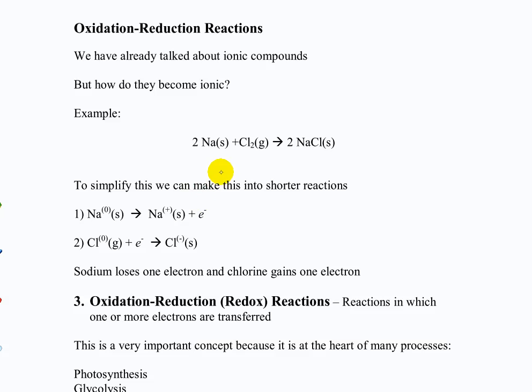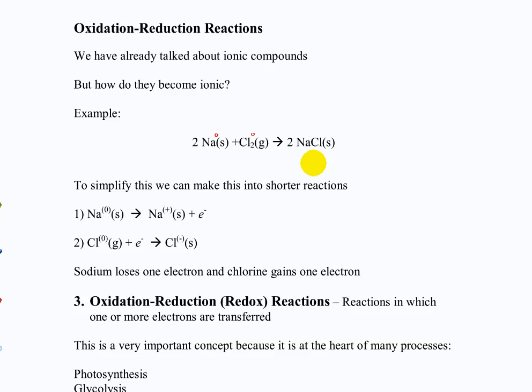So here's the example. Look at what happens in this reaction. Elemental sodium and elemental chlorine become sodium chloride. Remember when we talked about charges, an elemental compound always has a charge of zero. So sodium by itself has a charge of zero. Chlorine, Cl2, also has a charge of zero because there's only chlorine present. Anytime there's only one type of element in something, the charges are zero. So you go with sodium zero and chlorine zero, and then you have sodium chloride.